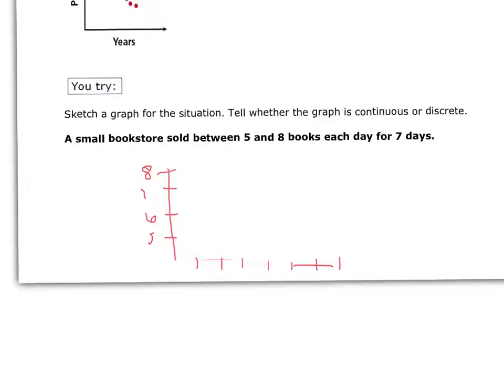Okay, so let's go ahead and graph it. Let's say the first day we sold 6 books. The second day, 8. And I'll just fill in a bunch of different random amounts for each day. If you fill out that graph, this is a bunch of different individually plotted points. It's not continuous, so this must be a discrete graph.